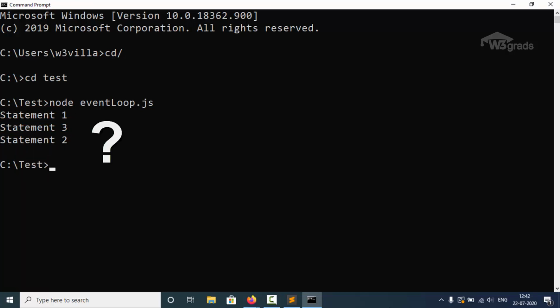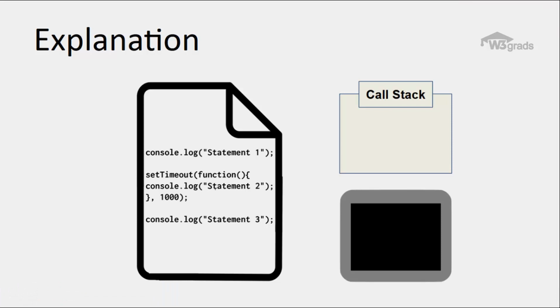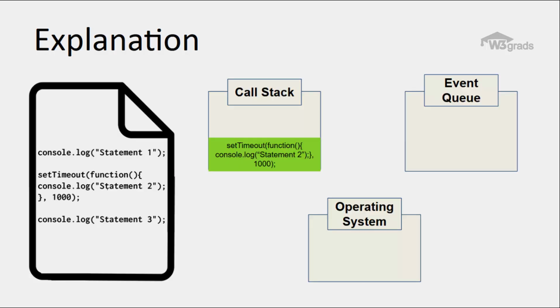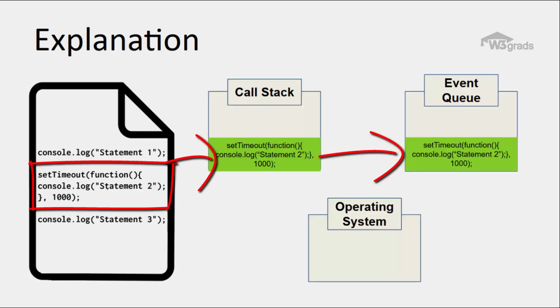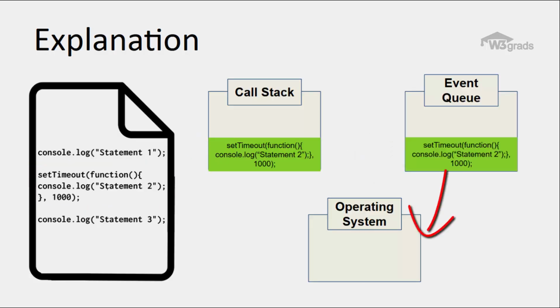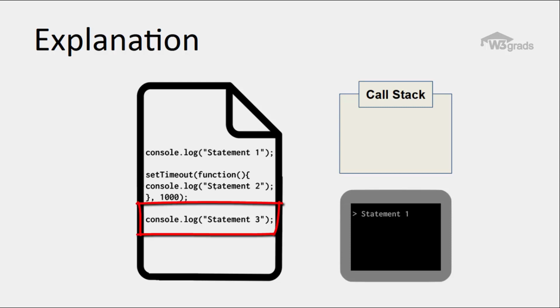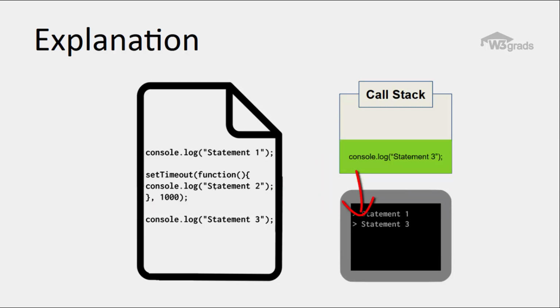So, why this strange output? Well, let me explain to you guys what is happening. Here, this first console log statement is pushed to the call stack, and statement1 is logged on the console, and the task is popped from the stack. Next, the setTimeout is pushed to the stack, and the task is sent to the operating system, and the timer is set for the task. This task is then popped from the stack. Next, the third console log statement is pushed to the call stack, and statement3 is logged on the console, and the task is popped from the stack.